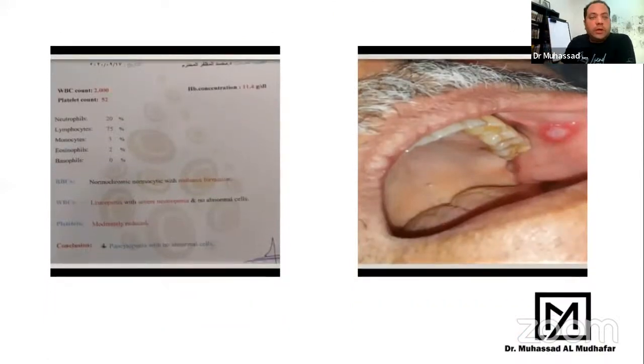This patient with white blood cell count 22,000, platelets decreased and hemoglobin decreased, RBC normocytic, normochromic, meaning normal cells with normal color of RBC. White blood cell leukopenia and severe neutropenia. The conclusion is pancytopenia.